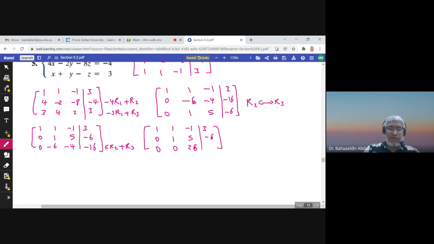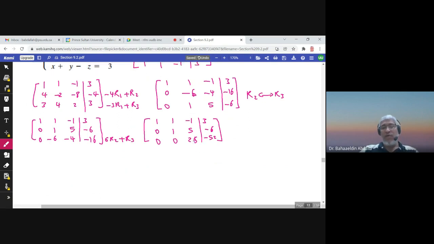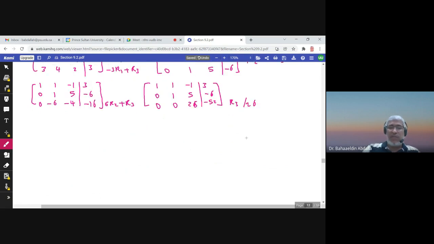6 times -6, that's -36. Minus 16, that's -52. These are large numbers, but 26 and 52, that's nice. Now I have to make 26 1, so I will divide row 3 by 26. It seems that this system has a unique solution. -52 over 26 is just -2.